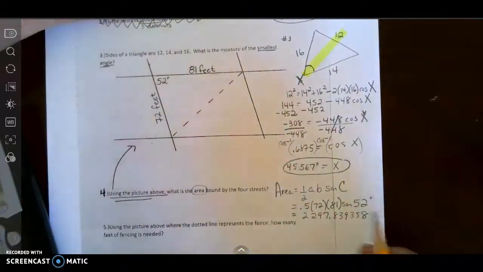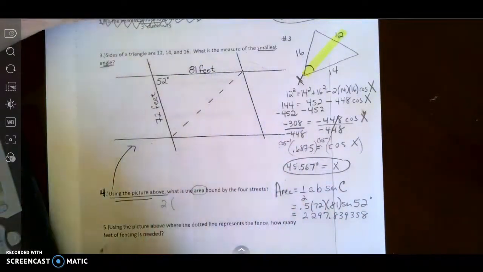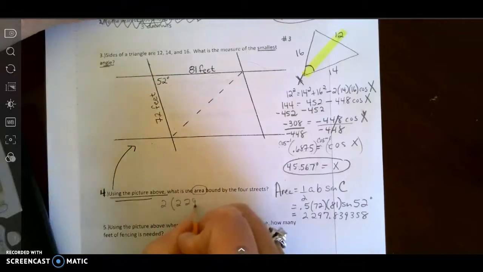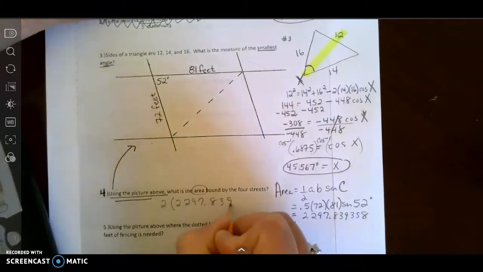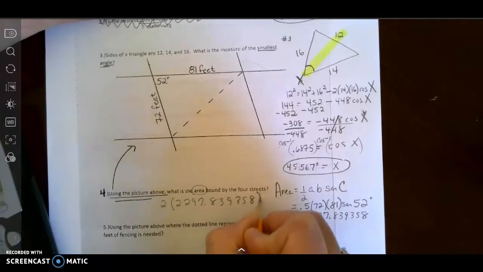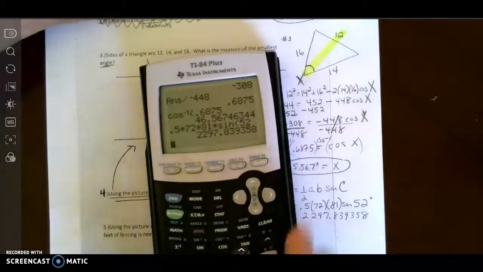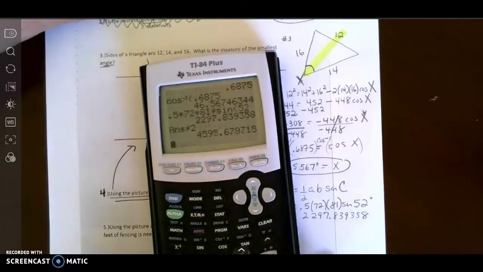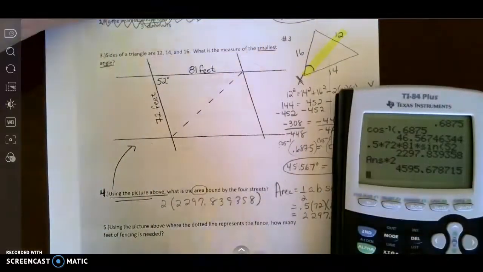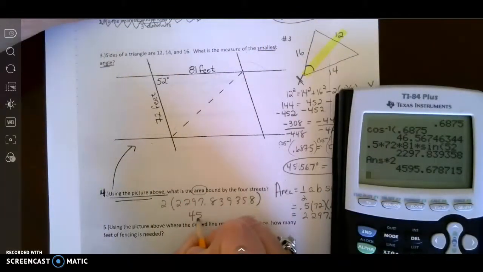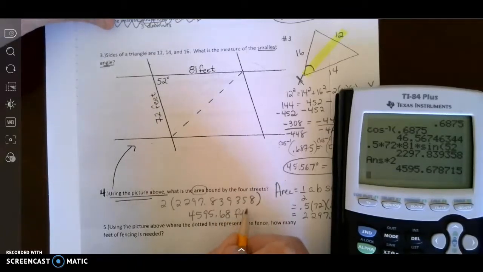So I need to double it. So 2 times the 2,297.839,358. So times 2, and I get an area of 4,595.68. Does it say what to round to? It does not. Let's just say 4,595.68, and that would be feet squared.